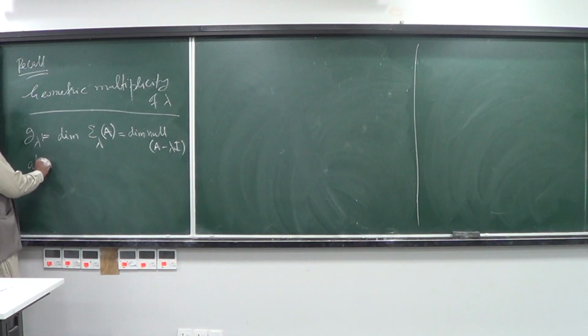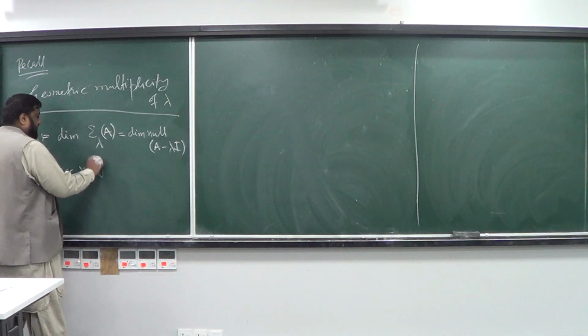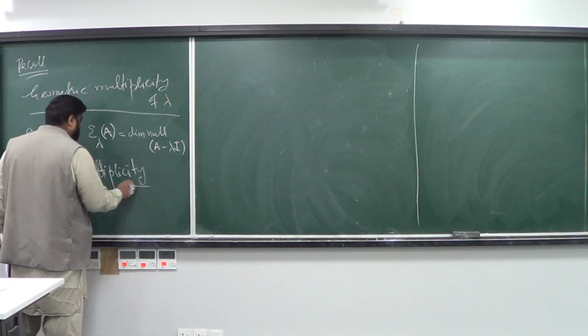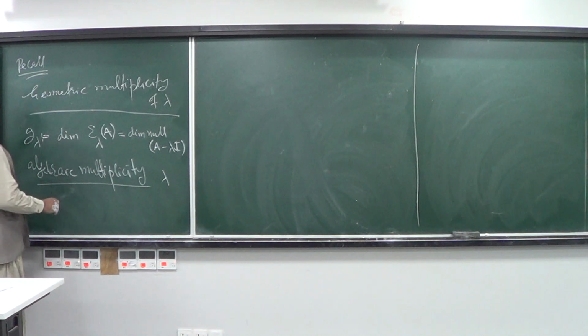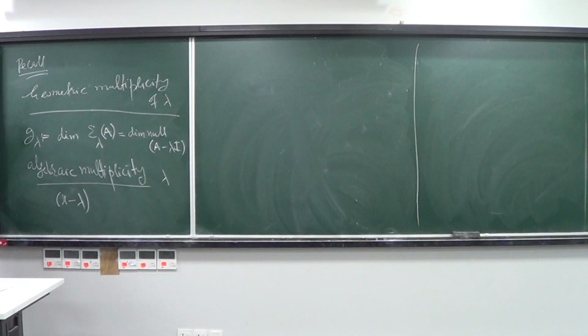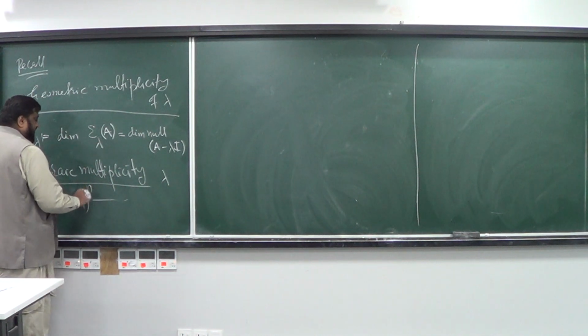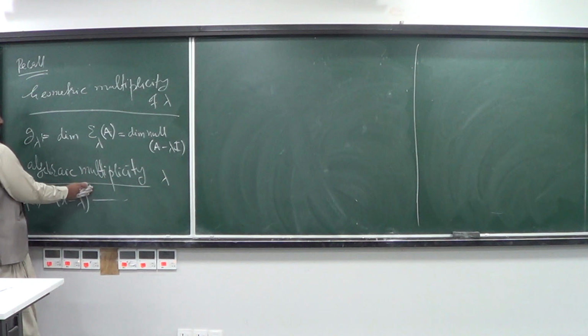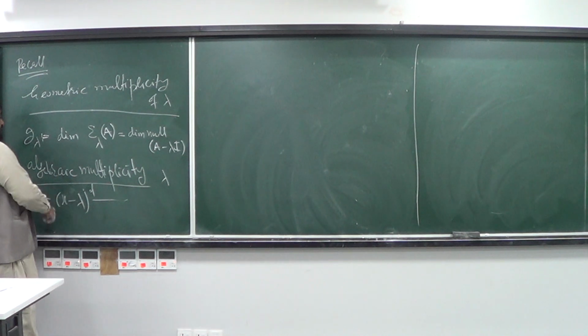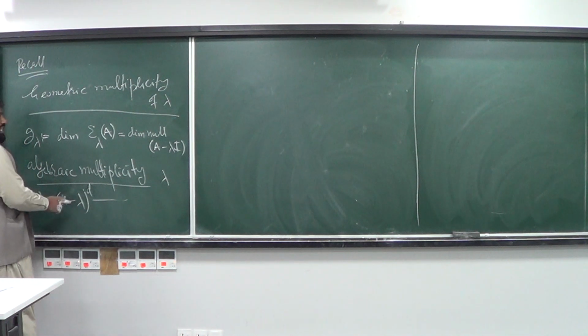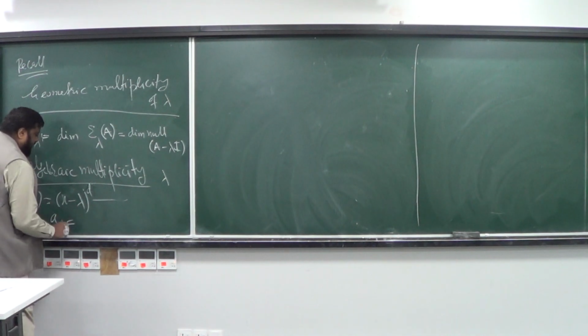We defined algebraic multiplicity. What was the definition of algebraic multiplicity? The algebraic multiplicity of an eigenvalue lambda is how many times the factor x minus lambda appears in the characteristic polynomial. In the characteristic polynomial there are going to be other factors depending on the other eigenvalues, but what is the power of the factor x minus lambda? If x minus lambda appears d times in the characteristic polynomial, then the algebraic multiplicity of lambda is going to be d.